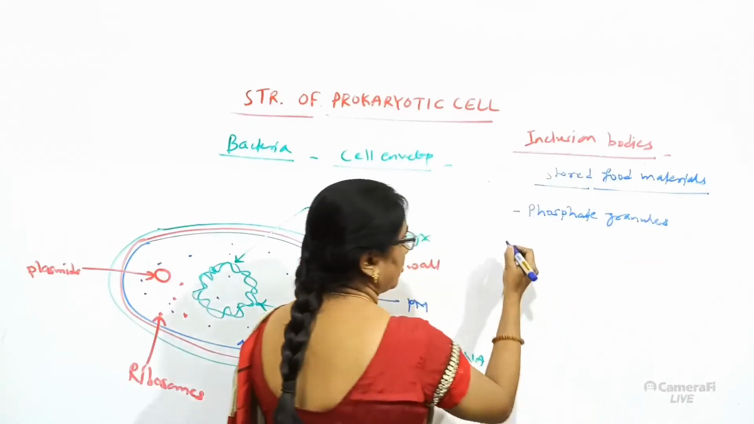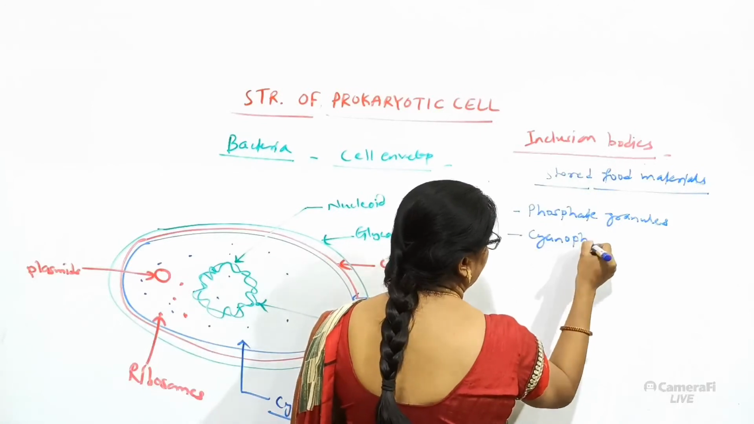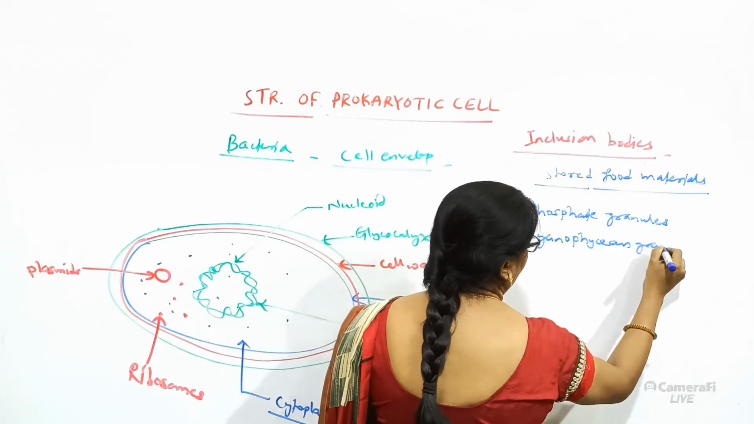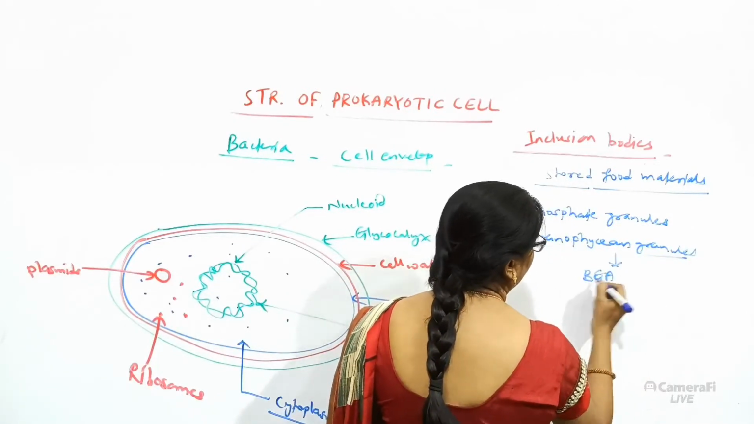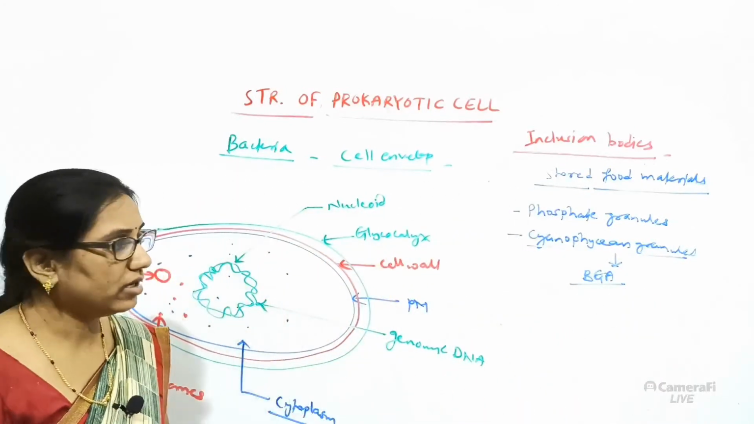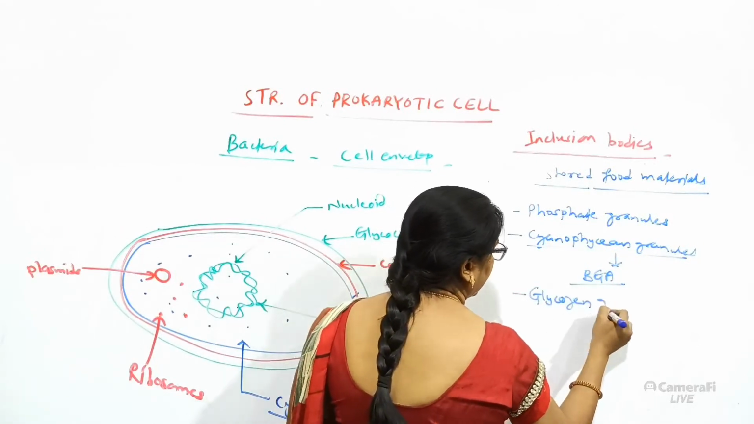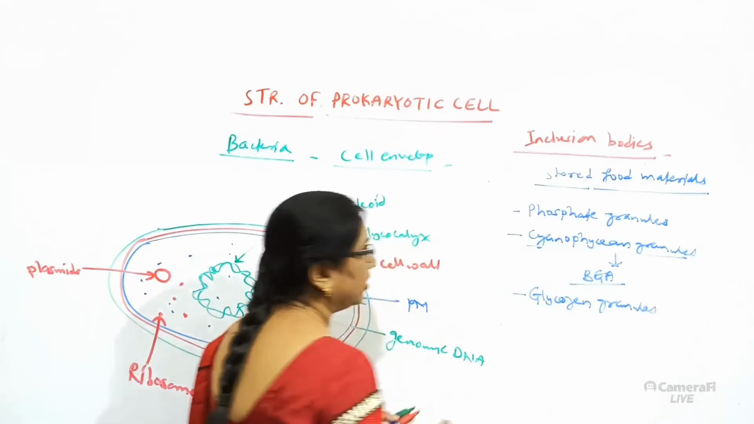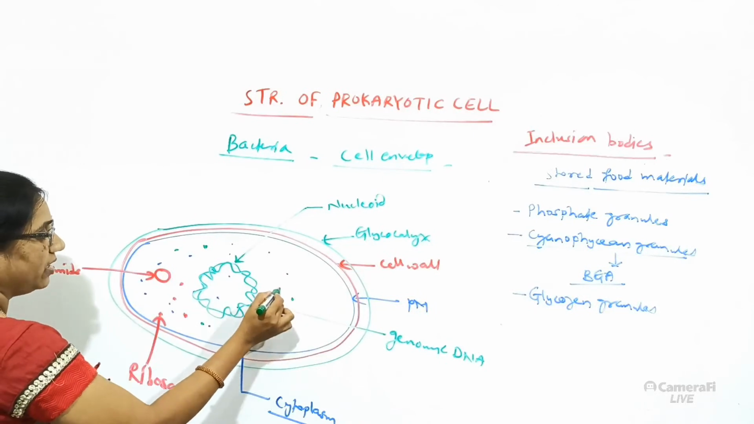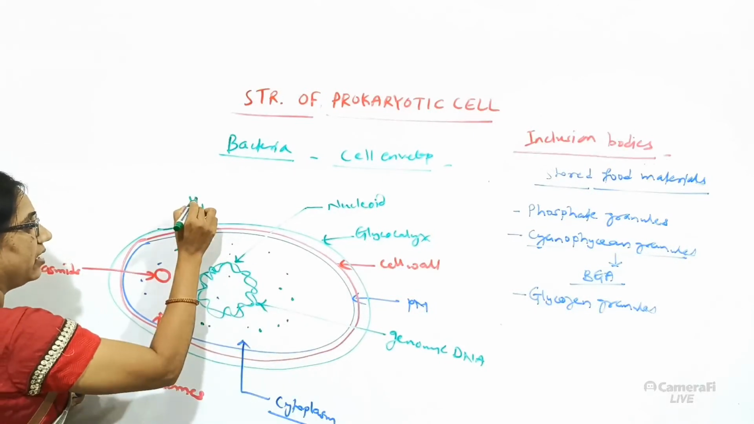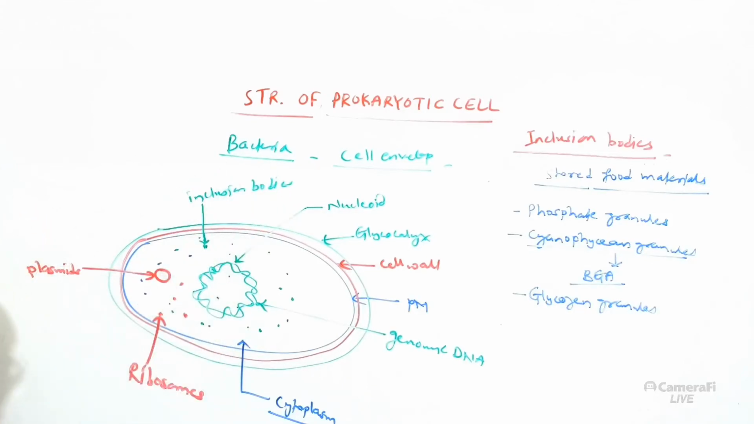It is in the form of phosphate granules, or it may be in the form of cyanophycean granules. These cyanophycean granules are commonly found in the blue-green algae or cyanobacteria, or it is in the form of glycogen granules. So, many such inclusion bodies are found inside the bacterial cell. These are the inclusion bodies, that is, the stored food material.